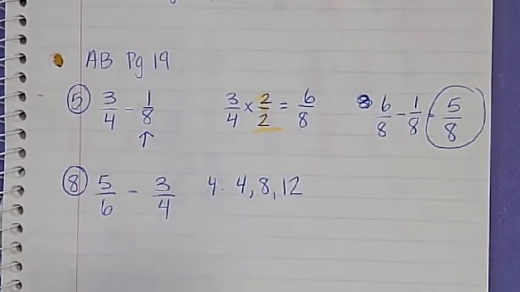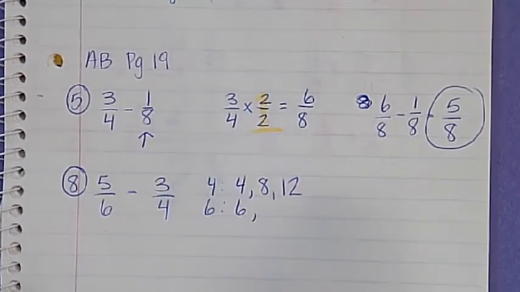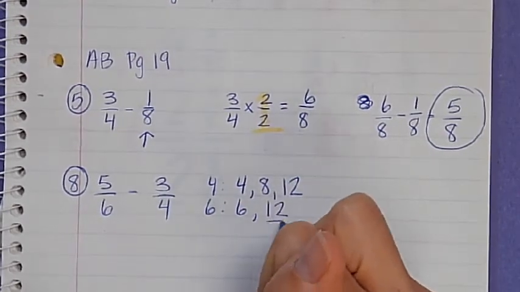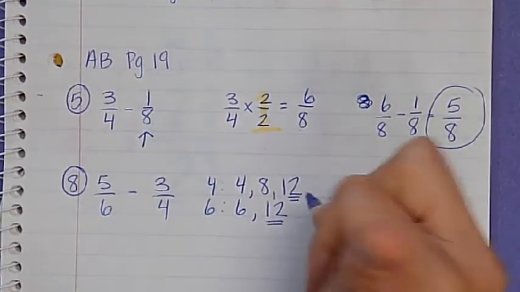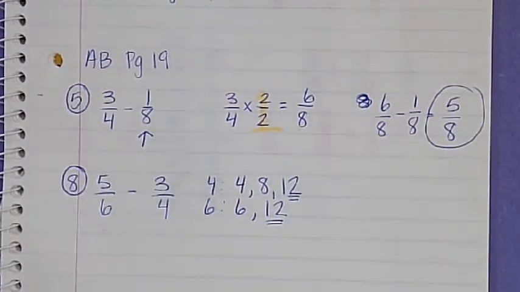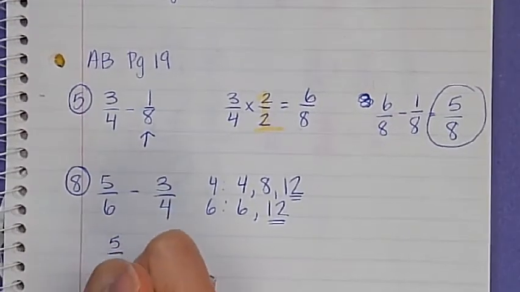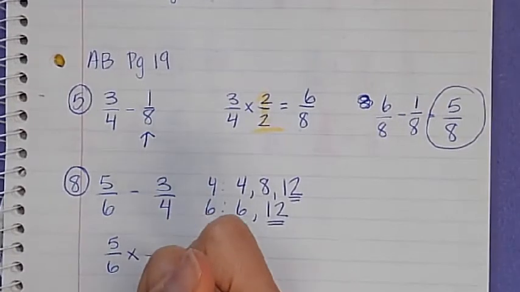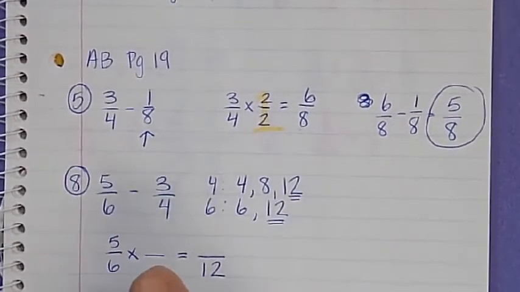Oh, that 12 might have something in common with my 6. 6 times 1 is 6, 6 times 2 is 12. So you can see that 12 is the least common multiple. I could keep going and get to 24, but I can stop here with 12. So 5/6 needs to be multiplied by a fraction equal to 1 to get me a denominator of 12.